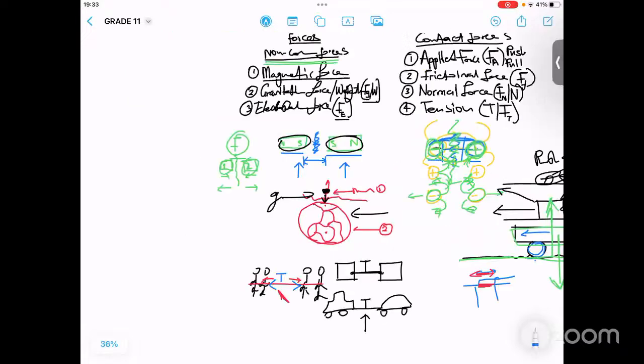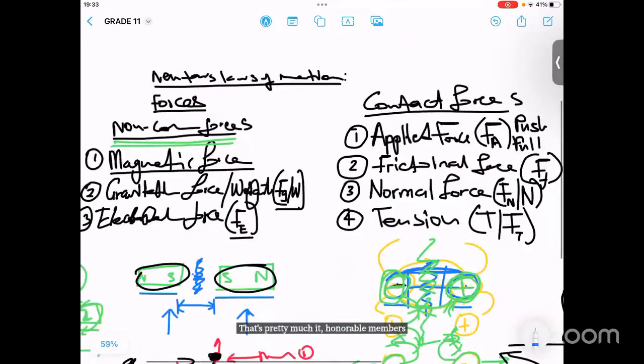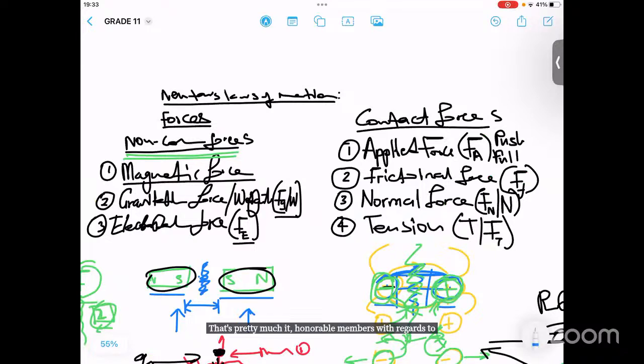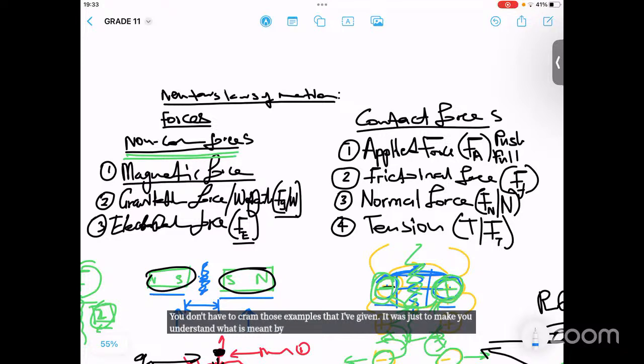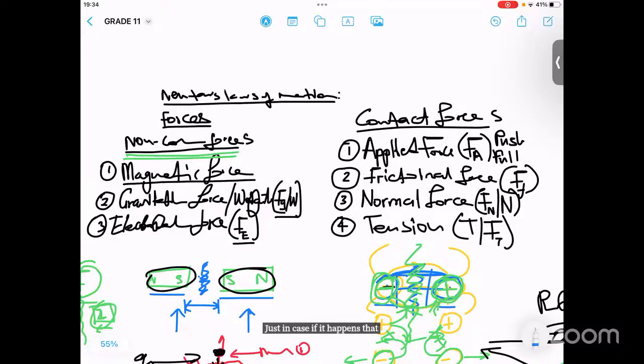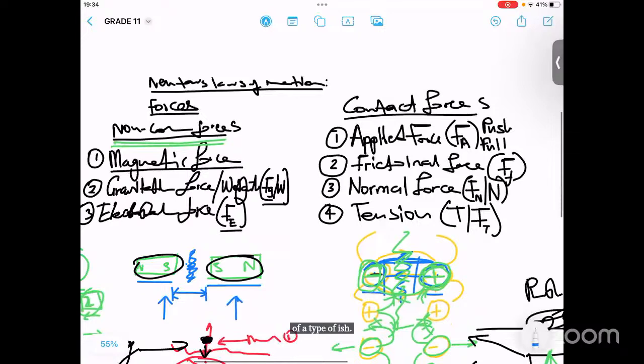That's pretty much it, honorable members, with regards to the non-contact and the contact forces. For now, you don't have to cram those examples that I've given. It was just to make you understand what is meant by the non-contact forces and the contact forces and their examples. Just in case your teacher says we've got two types of forces, the contact and the non-contact, and gives you a list which you must know by heart, at least you've got an idea of the type of each and every force.